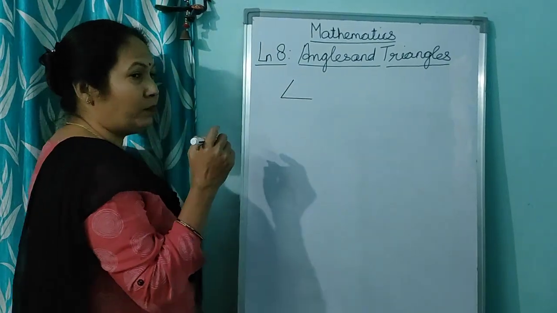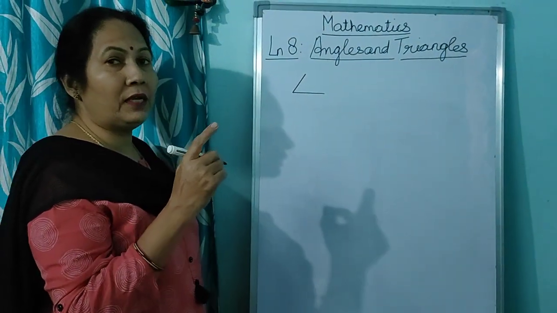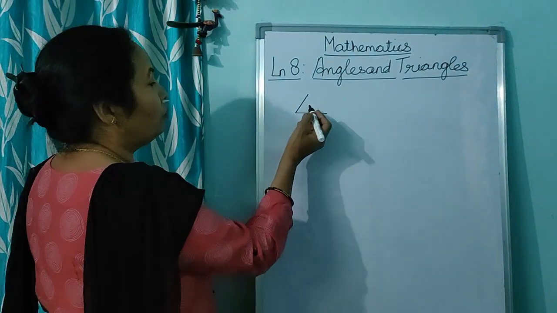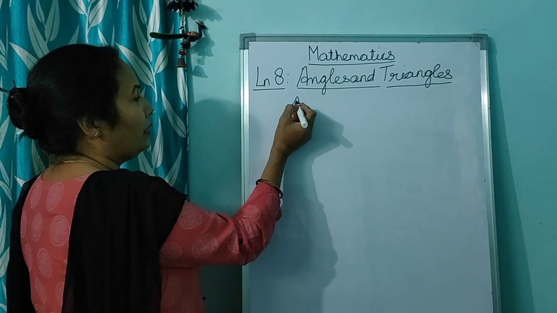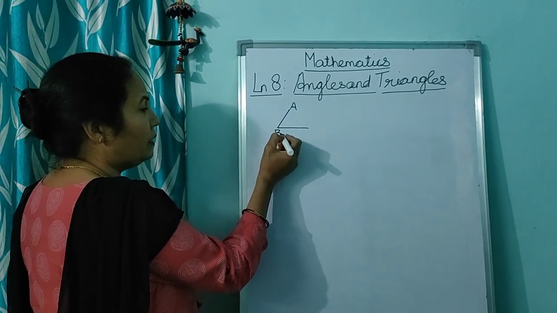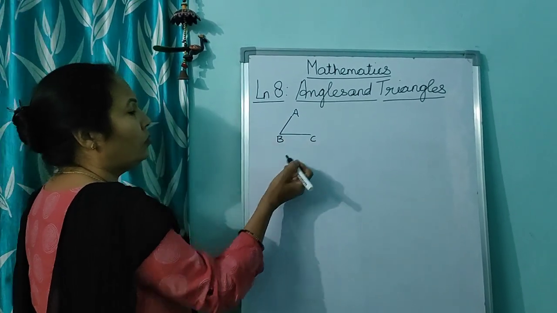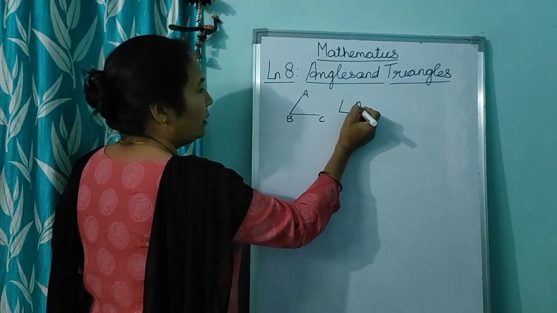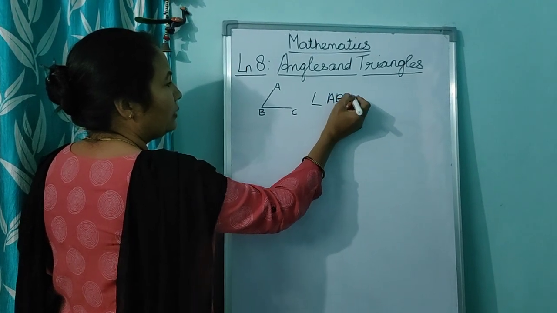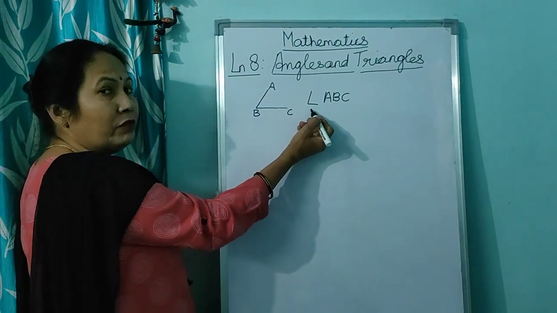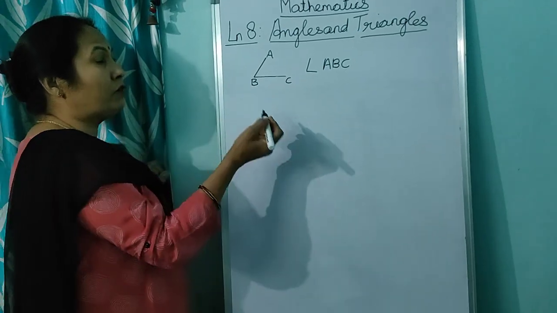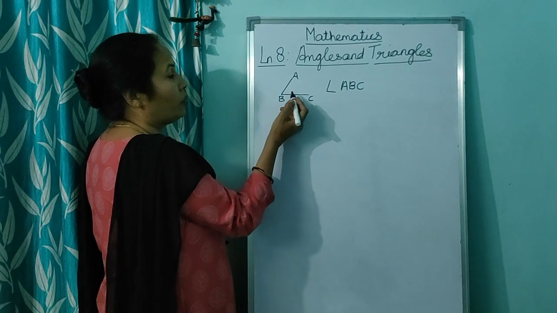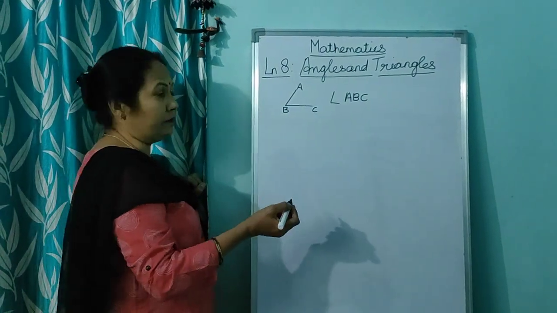So how do we name? We name the angle in capital letters of English alphabet from A to Z. So you can take like this: A, B, C. So now what is the angle? Angle ABC. Now children, this is the symbol for angle. When you have to write angle, you will draw this symbol. Why? Because the angle is open.